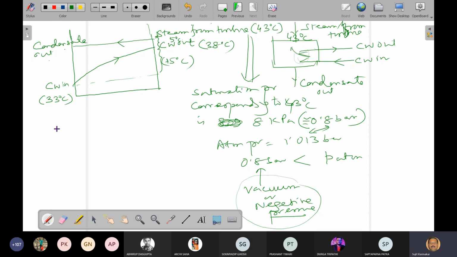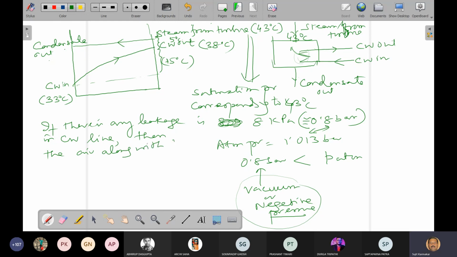You can note it down. So if there is any leakage in the cooling water line, then the air along with cooling water mixes with the steam inside the condenser.